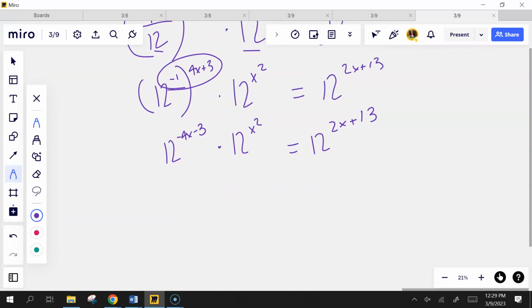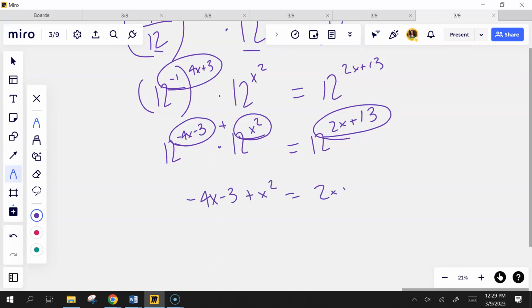Now I'm going to add. On the left side I'm going to have this plus this equals this, right? Because once all the bases are the same, drop them off, combine them, and drop them off. So I've got negative 4x minus 3 plus x squared equals 2x plus 13. How in the heck do you solve a quadratic?